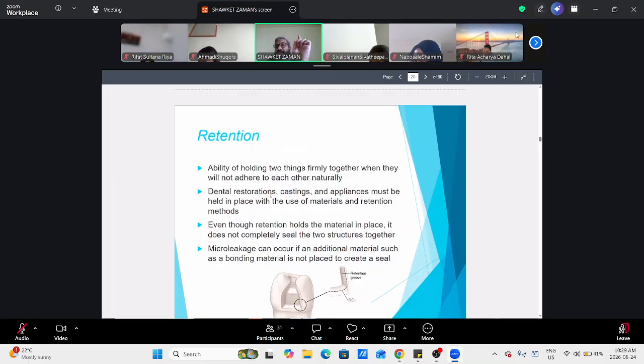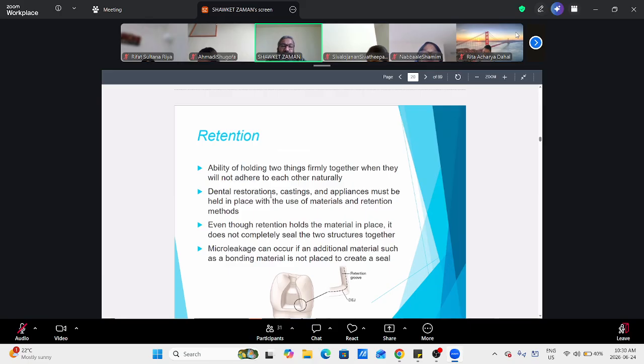Example for chemical bonding is glass ionomer. That means the glass ionomer materials will be attached to the tooth surface with the help of a chemical reaction. On the other hand, all kinds of composite materials will be attached on the tooth surface by micromechanical retentions. And amalgam, gold, these types of metal restorations or metal fillings, will be attached on the tooth surface with mechanical retentions.